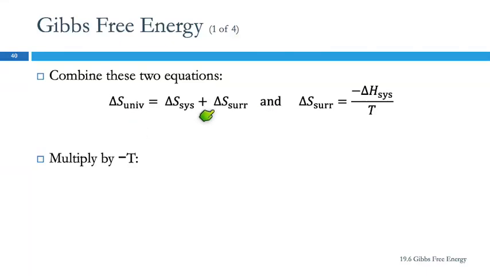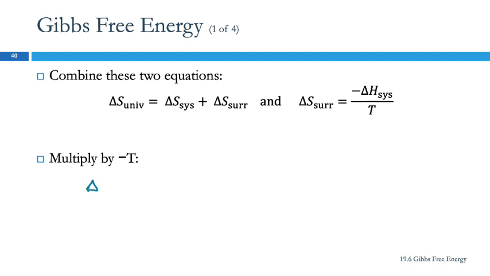We have these two equations. Change in entropy for the universe is the sum of the change in entropies for the system and the surroundings. Change in entropy for the surroundings is negative delta H of the system over T. So let's put these two equations together and multiply by negative T. So what does that give us?